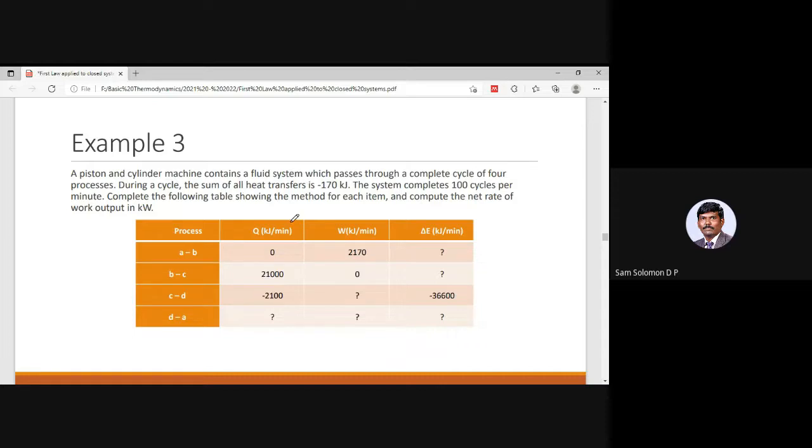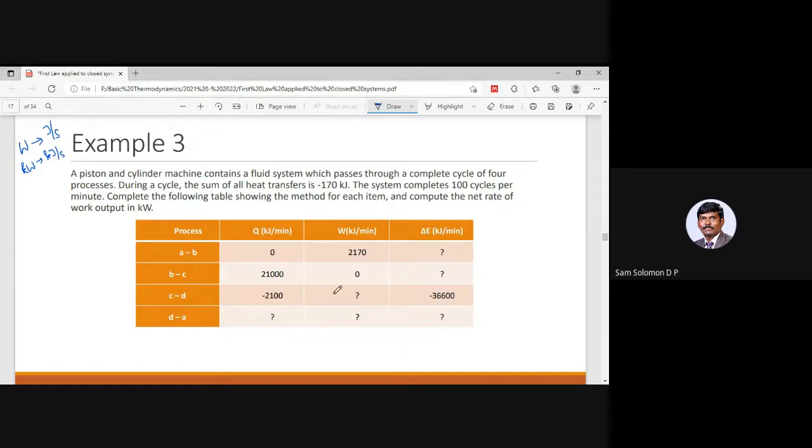Okay, so here if you look at the unit, whatever is given is in kilojoule per minute. What is watt? Joule per second. So kilowatt is going to be kilojoule per second. Okay, so they have given you in minute. They are asking you the net work output in kilowatt. So everything else you can write in kilojoule per minute. When you compute the net work output, it should be in kilowatt.